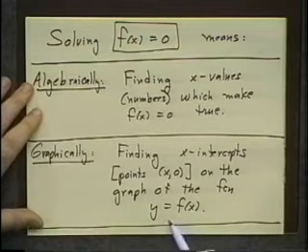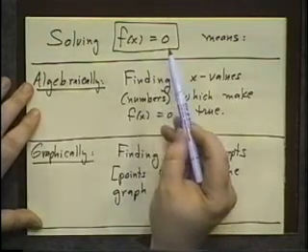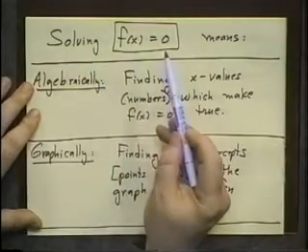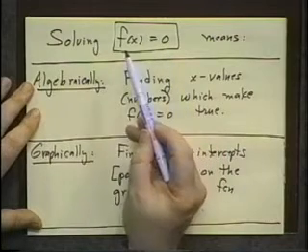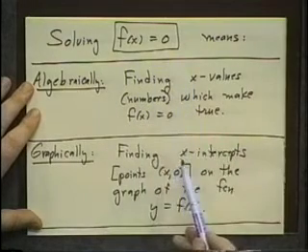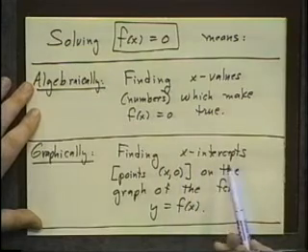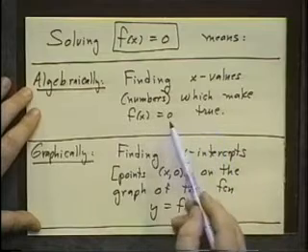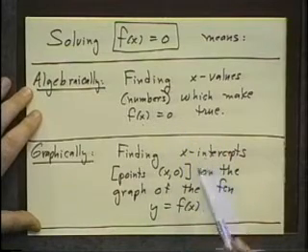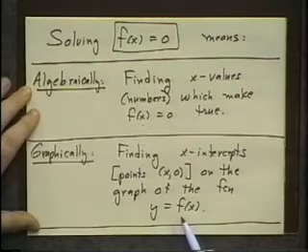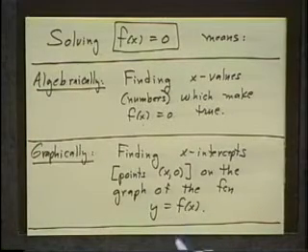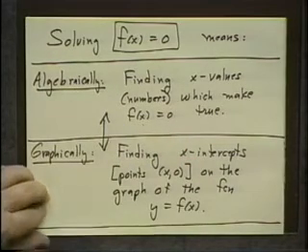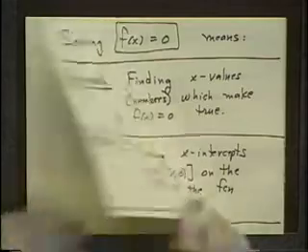So what we've done in this case is reinterpret f of x equals 0 to mean take the function y equals f of x, set it equal to 0, find out where the y value is 0. Those are also called x-intercept points. So graphically, finding the x values which make the equation true is the same thing as finding the x-intercepts on the graph of y equals f of x. And this is the key to linking these two, the algebraic and the graphical ways of seeing things.